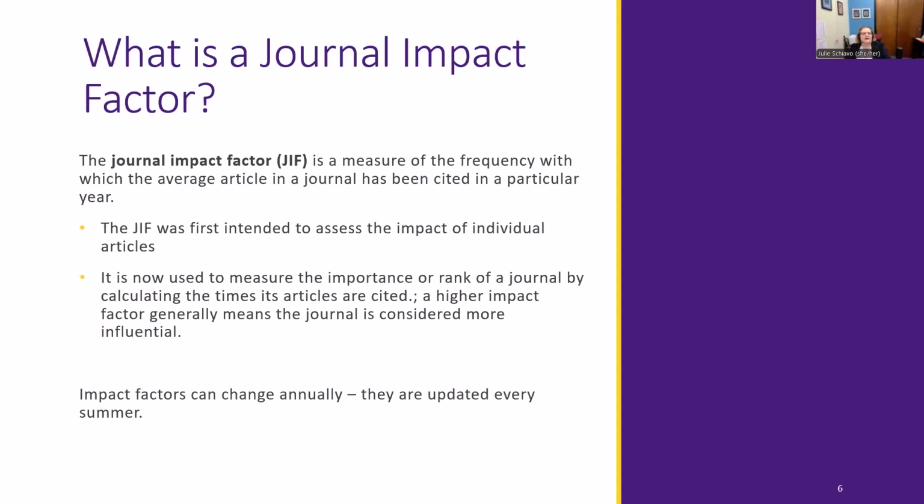The other metric that we're using in CVs now are journal impact factors, and these are an attempt to calculate a journal's importance or influence. The journal impact factor is the most widely cited tool to characterize journals. It's over 50 years old. It actually started off as an individual rank, but now they use it for journals.